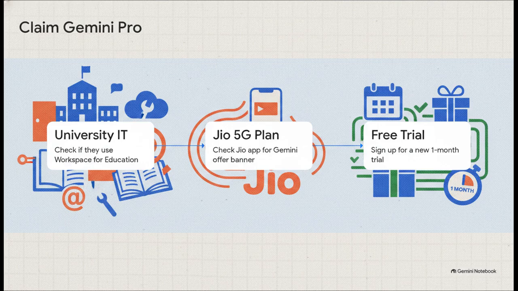First, just ask your university's IT team if they use Google Workspace for education. Second, if you happen to be on a Jio 5G unlimited plan, check the Jio app for a Gemini offer banner. That's actually granted a ton of users months of free access. And finally, you can always just sign up for a new 1-month free trial. Just remember to always check the official page to see what the current status of these offers is.